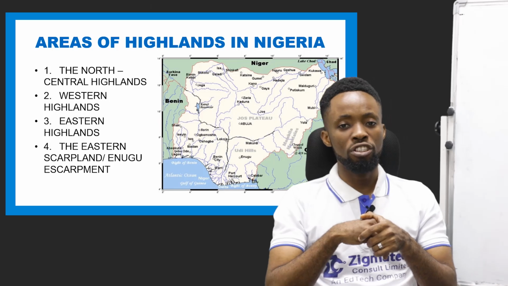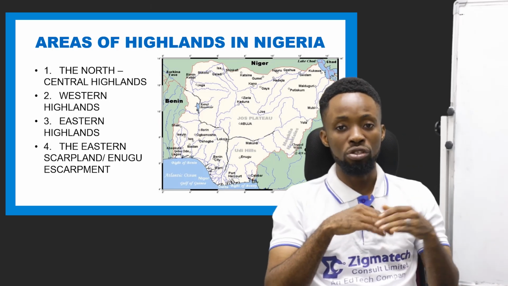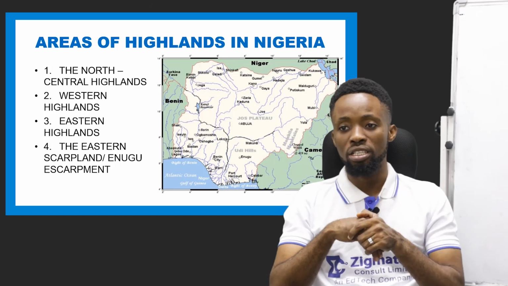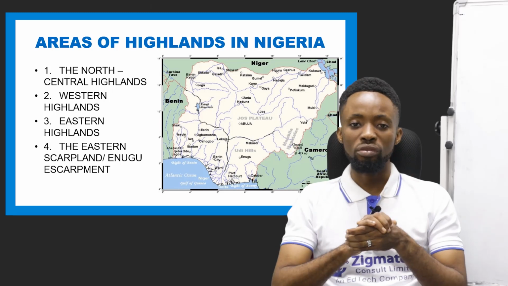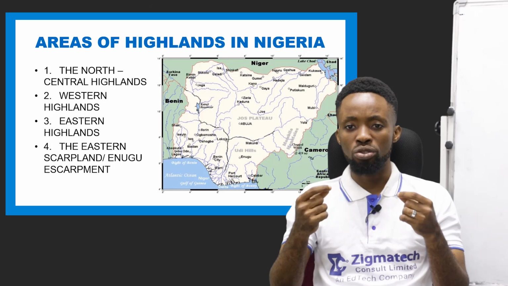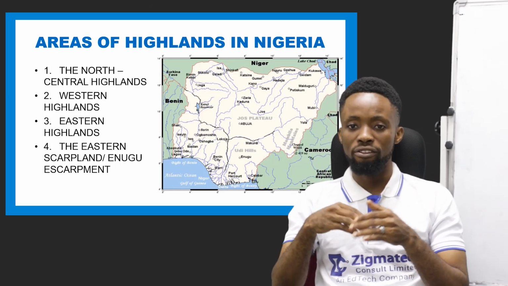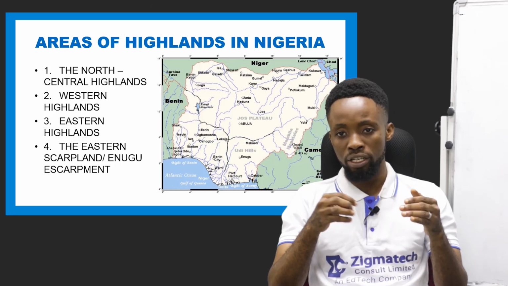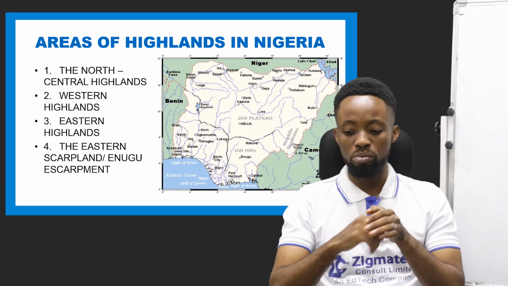Now, the first region where we have highland is the north central region of Nigeria. That is the north central highland. Now, in this place, we have popular highland like the Jos Plateau. And also, the second place is the western highland. Then we have the eastern highland, and we have the eastern scarpland or the Enugu escarpment.